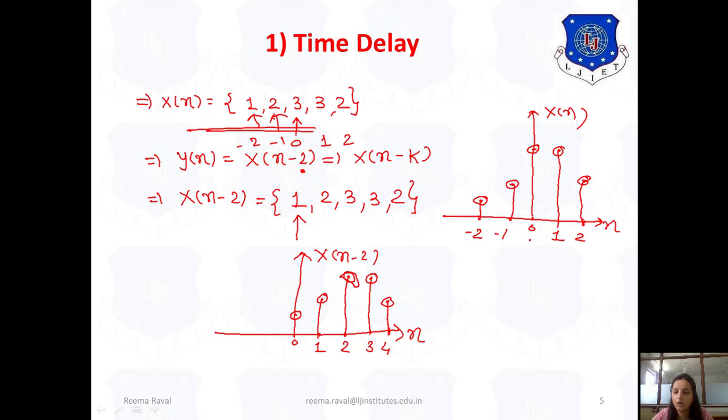Now from this we have obtained the delayed signal, that is x of n minus 2. As you can see, it is delayed by 2 samples. If I had sent this signal x of n directly, it would have been received earlier than this, because as we have seen, at minus 1 and minus 2 there are 2 signal values, but here there are no signal values, they are shifted to the next instant. So this is the time delay.